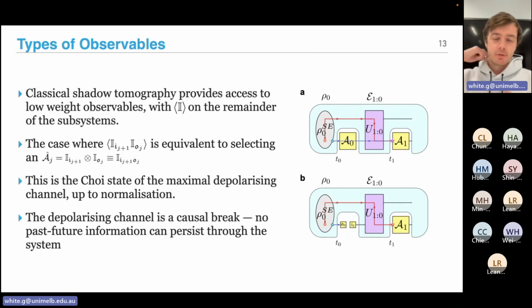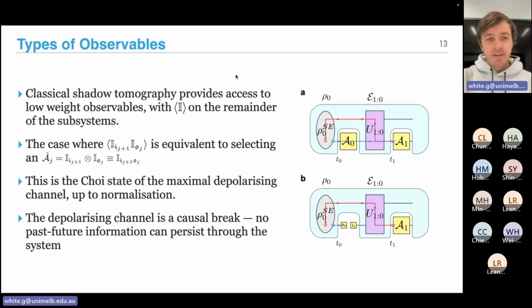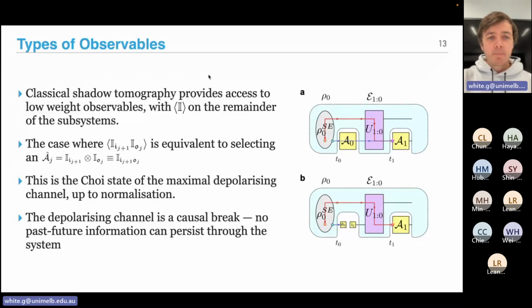So I want to return to how to interpret the types of observables which classical shadows gives you access to in the spatiotemporal setting. So in particular, as I've kind of emphasized.